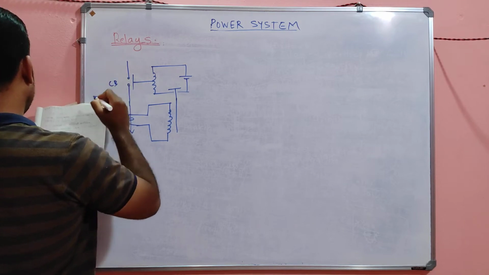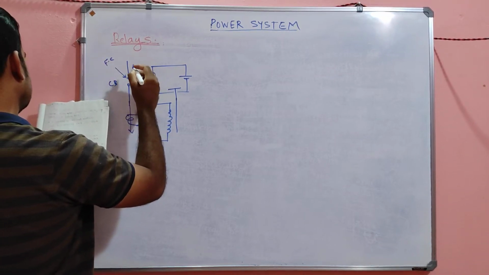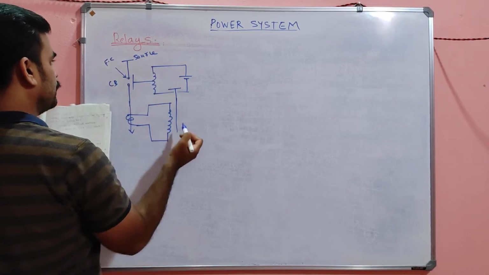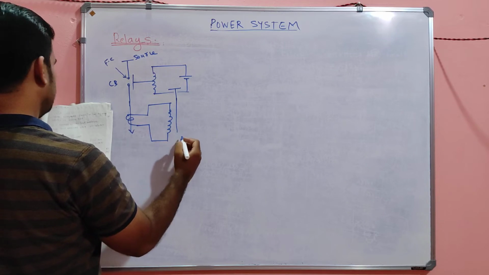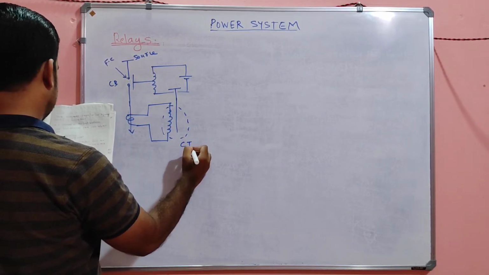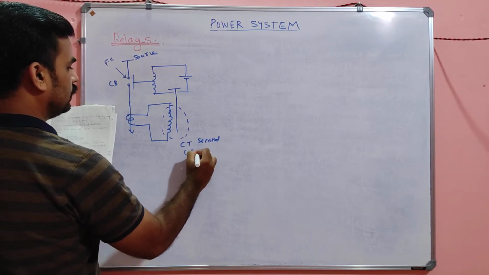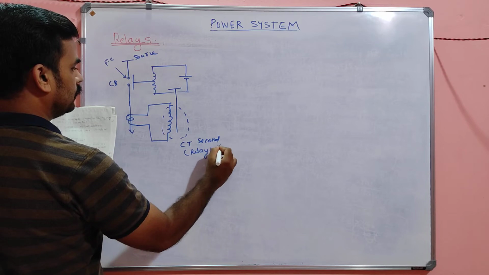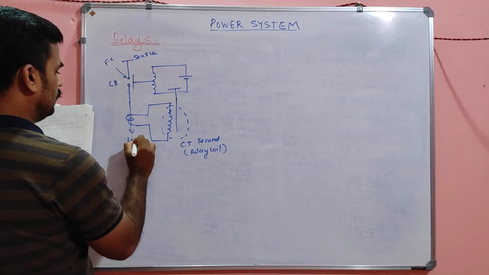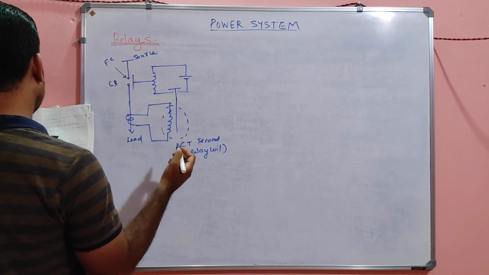I think this was our diagram, right? So this is the circuit breaker and these are the fixed contacts, and there will be a source also. And this will be the CT secondary or relay coil, both are the same. This is nothing but our load. This is the CT primary, you know that, no need to explain.